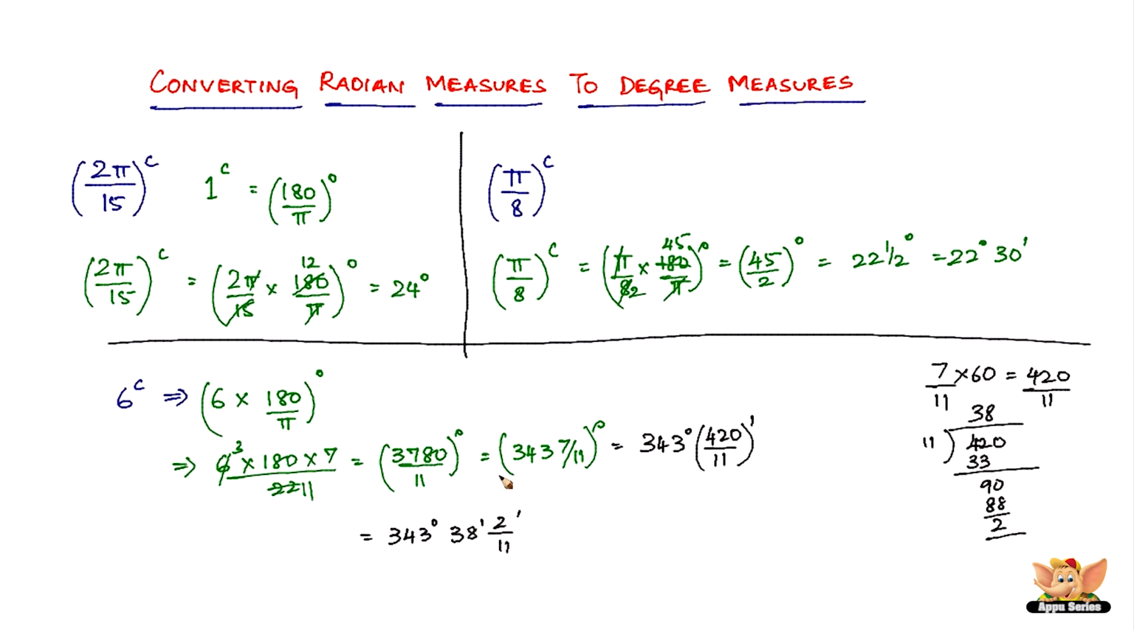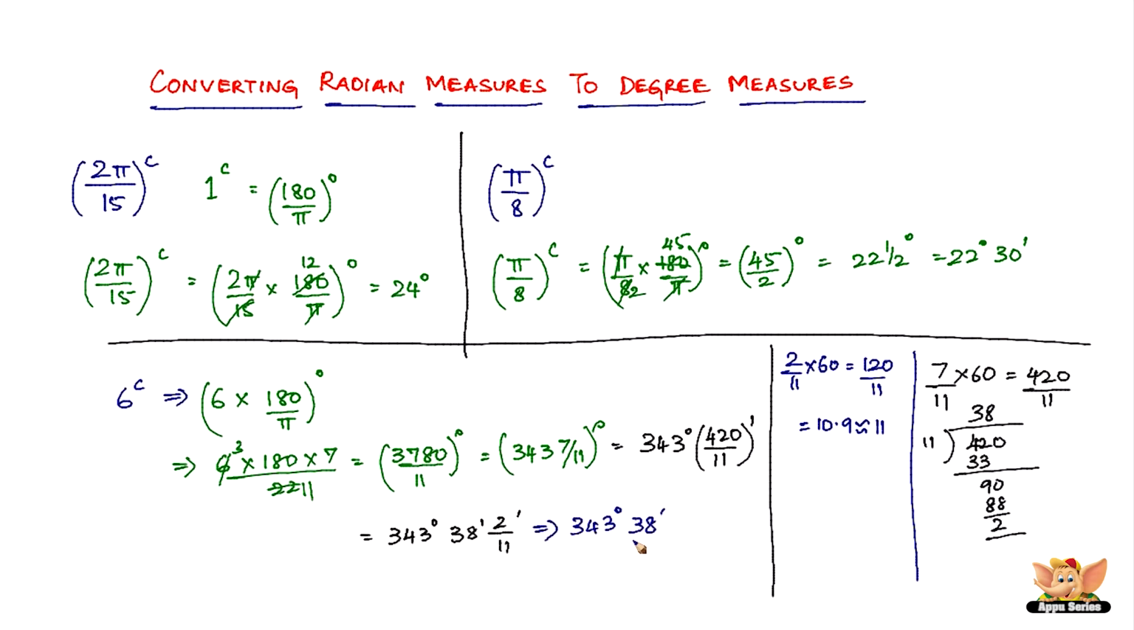So 1 minute equals 60 seconds. Therefore, you have 2 by 11 into 60, which is equal to 120 divided by 11, right? Now you can't go further than this, so you have to freeze here. So 120 by 11 is approximately equal to 10.9. Let's approximate it to 11. So that becomes 11 seconds. So this gets converted to 343 degrees, 38 minutes, and 11 seconds.